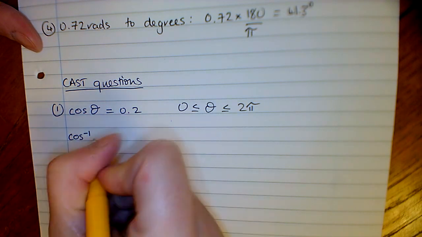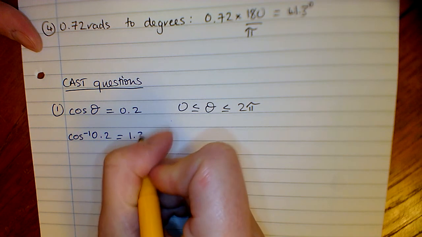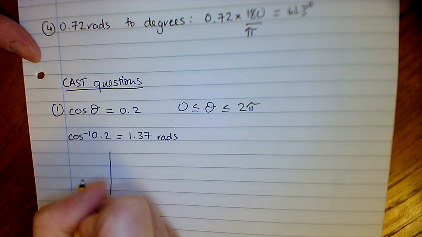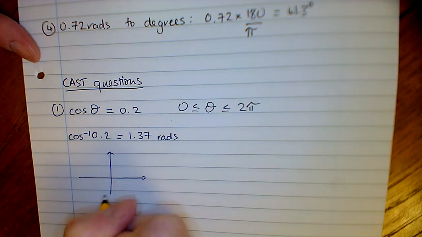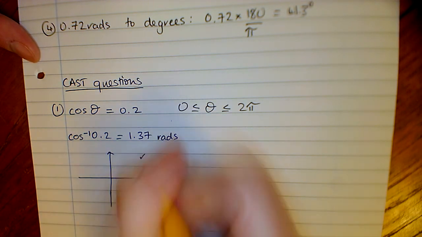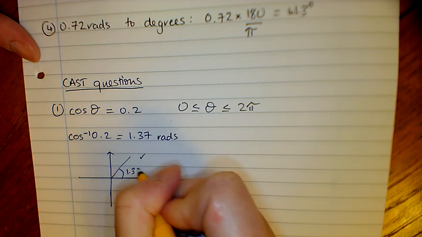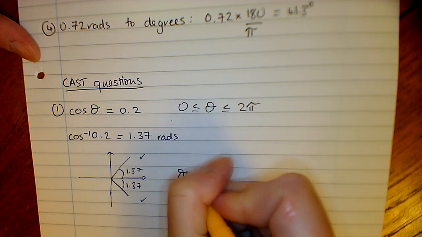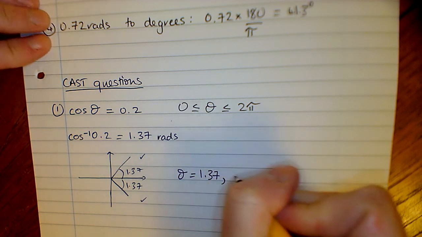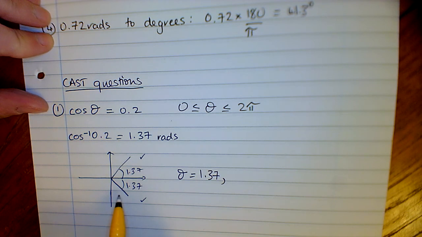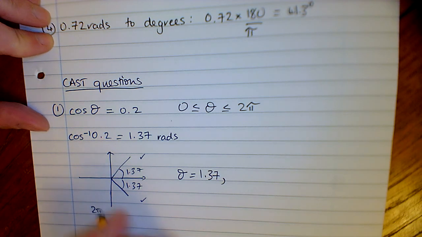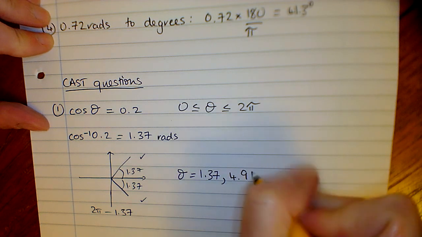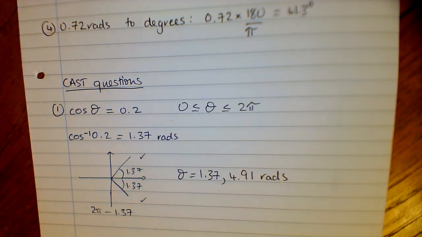So we find inverse cos of 0.2, and we get 1.37 radians on your calculator. It's cos and it's positive, so that's in here and in here. So our values for theta are 1.37, and then round to this one here, which would be 2 pi minus 1.37, which gives us 4.91 radians.